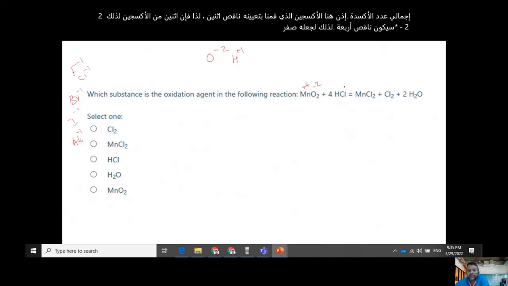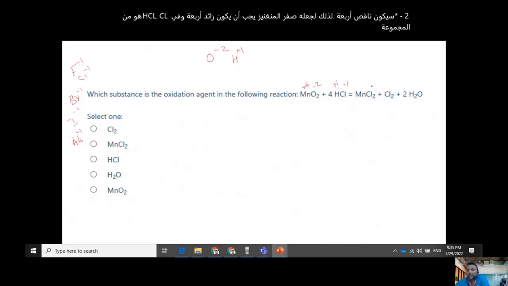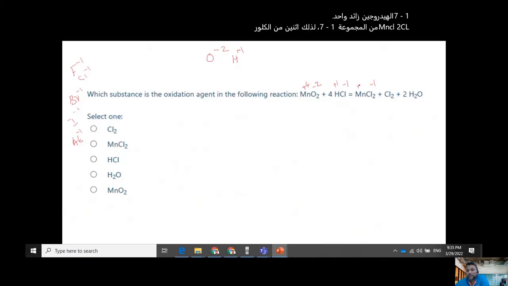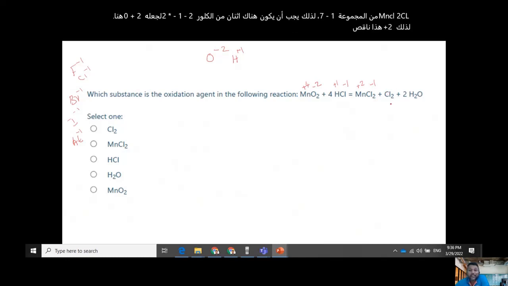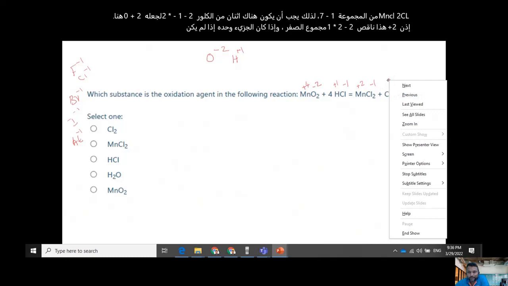And in HCl, Cl is from group 7, -1, hydrogen +1. MnCl2, Cl is from group 7, -1. So 2 chlorine, 2 times -1, -2. To make it 0, +2 must be here. So +2, this -1 times 2, -2, total 0. And if a molecule is alone, if it's not combined, in its uncombined state, it will have an oxidation state of 0.